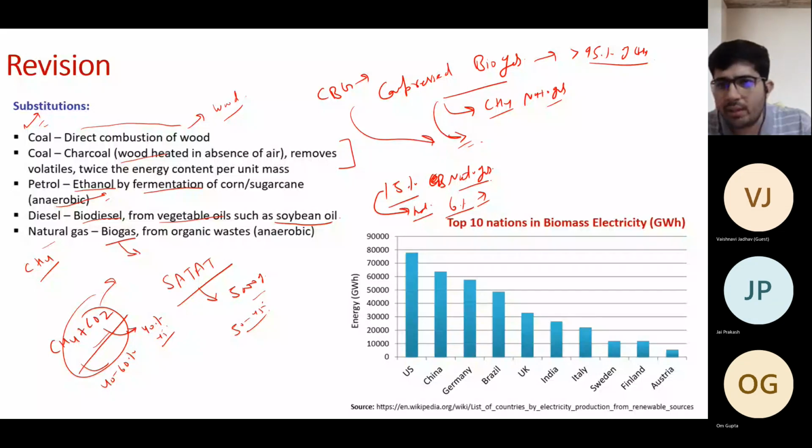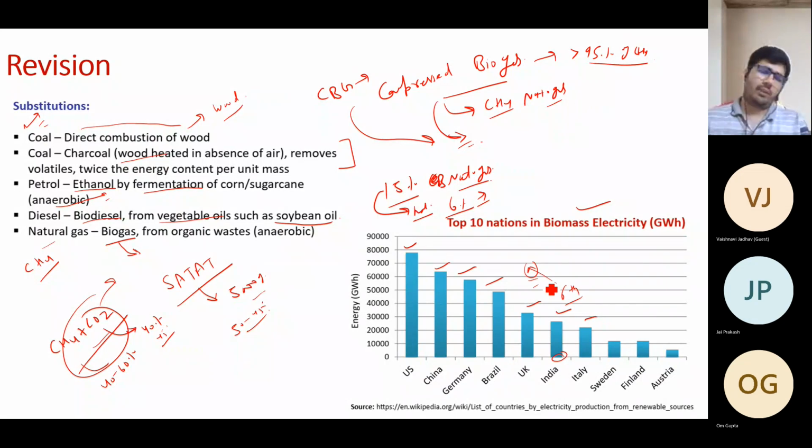Okay. So the top 10 nations in biomass electricity gigawatt are, those generating electricity using biomass. First is the US, second is China, then Germany, Brazil, UK, India, Italy, Sweden, Finland, and Austria. So in this way, you can see India is at number 6. Okay. So we are increasing rapidly actually. Now we are focusing more toward biomass energy, so maybe after 4 to 5 years, our ranking will improve. Okay.